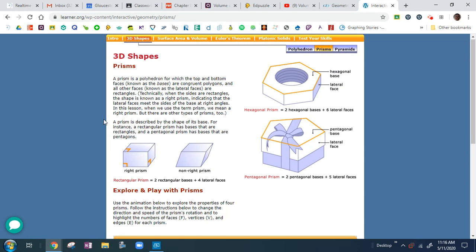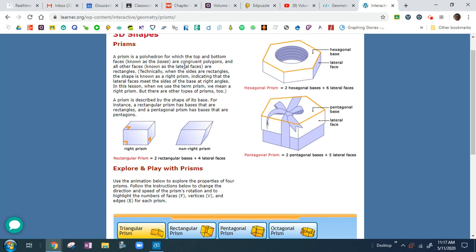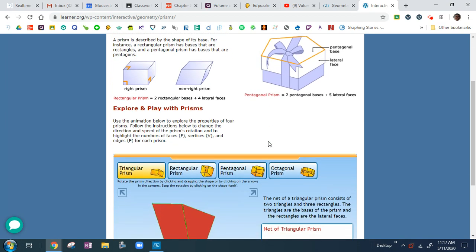This is a pretty cool website. I clicked on prisms. Read through about what prisms are as a review. The big thing is congruent bases, congruent polygon bases. So, for instance, this one has a hexagon on the top and a hexagon on the bottom, and then rectangles that wrap around. So they have two hexagonal bases, and then the lateral faces are rectangles. All right, here's a pentagonal prism. So pentagon on top and bottom, and rectangles that wrap around. Those rectangles are the lateral faces. That's what a prism is.